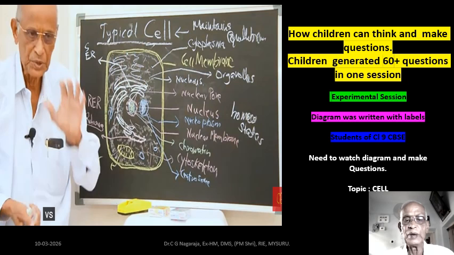Then I started labeling one by one. I asked the students to count the number of labels also as I did. So this was what I explained to them. It took nearly about 18 minutes for me to do this diagram.